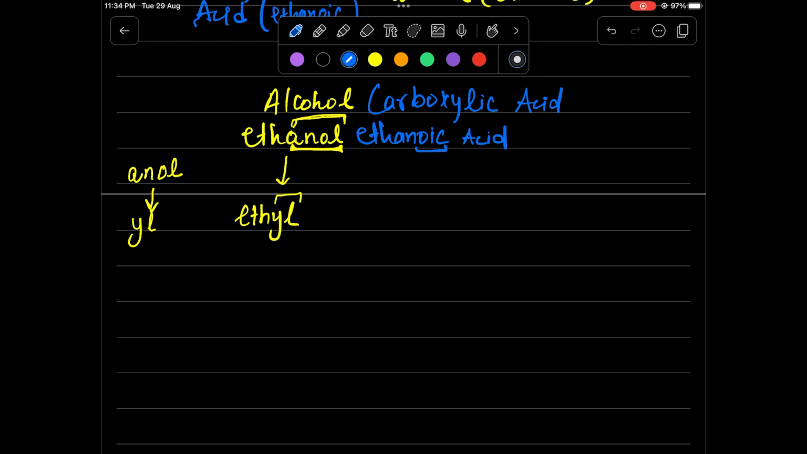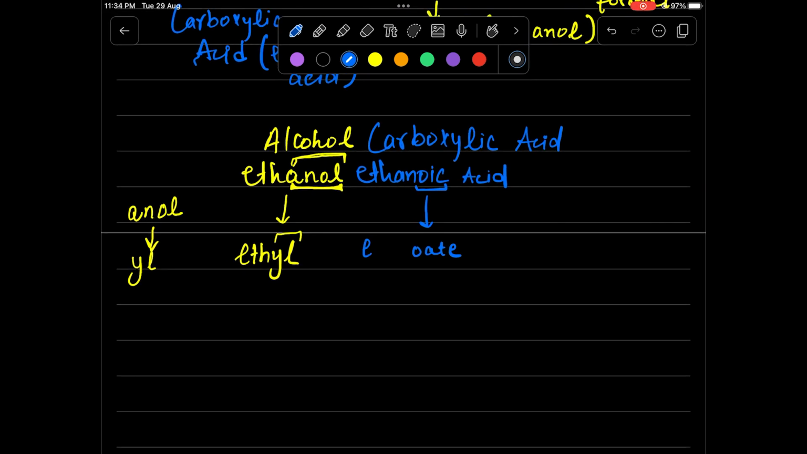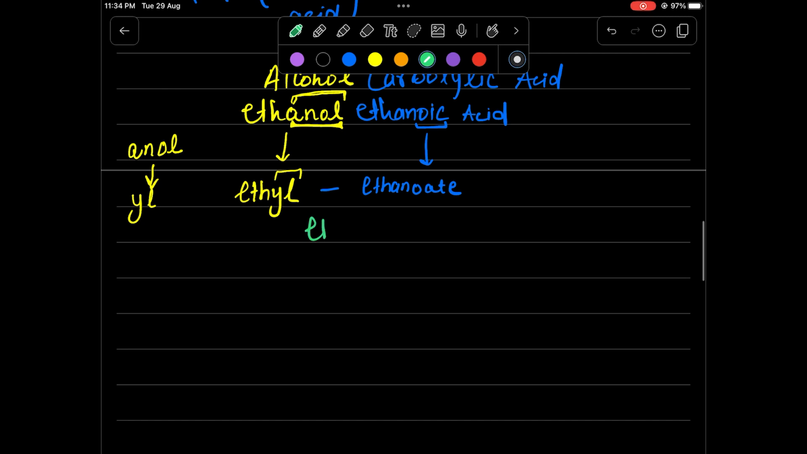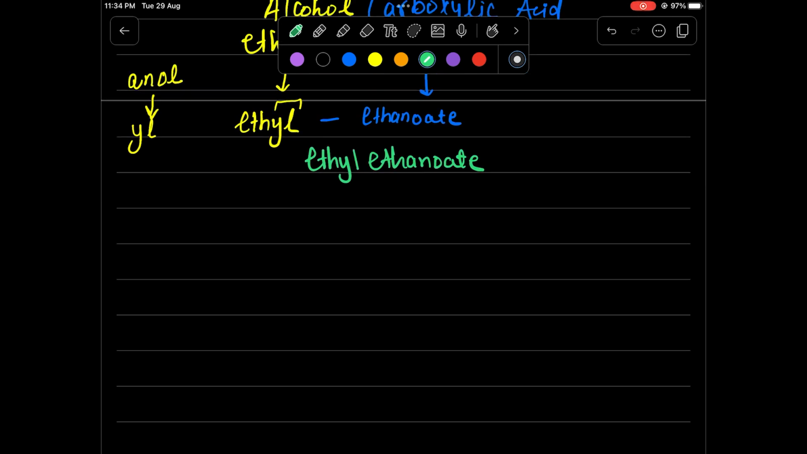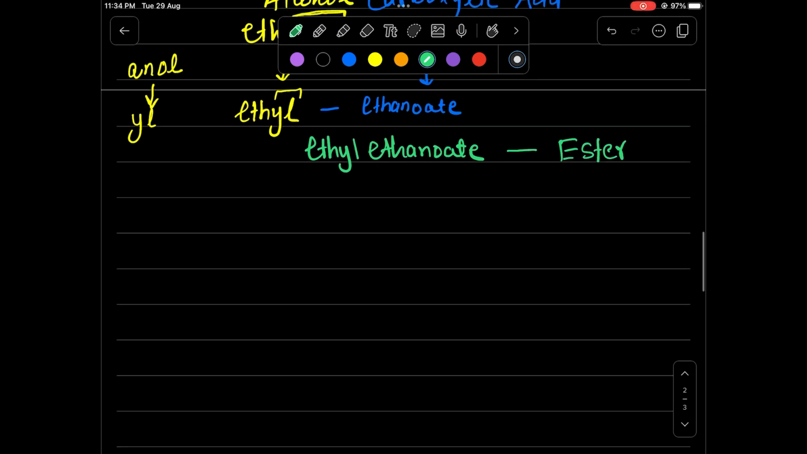For the alcohol I removed the anol, but for the carboxylic acid I'm going to remove this oic part and change it to oate. So I'm changing oic to oate and the rest stays the same, so it's going to say ethanoate. Now I'm going to combine these both. They're not separate, they're one entity, so I'm going to write ethyl ethanoate. This whole structure is now the ester which I drew over here. This whole is ethyl ethanoate, right? And that's how you name it.